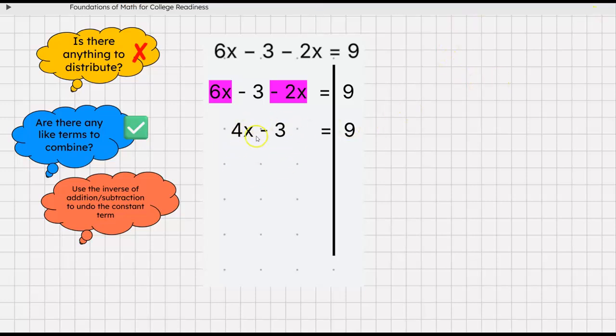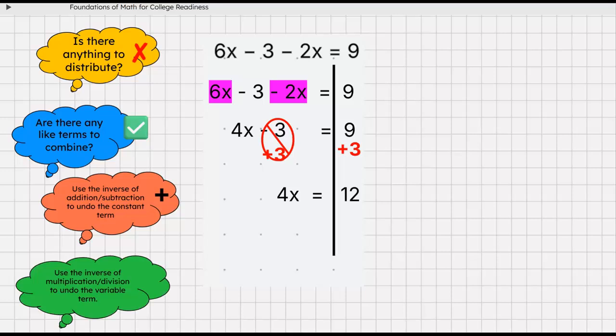Look at that constant and determine what you need to do. That's a negative 3 on the same side as the variable term, which is 4x. So we need to add 3 to both sides. When we add 3 to both sides, we end up with 4x equals 12. Last but not least, we're going to use the inverse of multiplication or division to isolate the variable. This is a coefficient, so that means it's multiplication, and we need to use the inverse of that, which is division, and divide both sides by the coefficient of 4. When we divide both sides by the coefficient of 4, we end up with x is equal to 3.